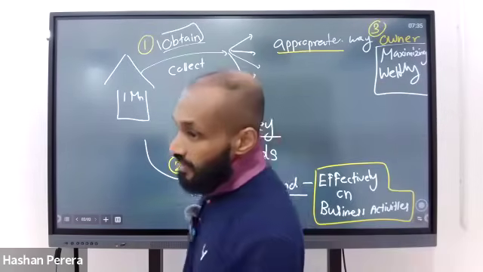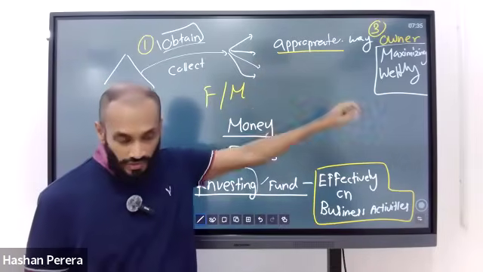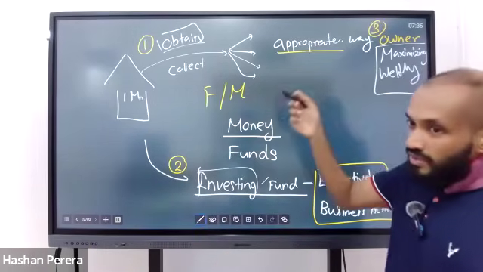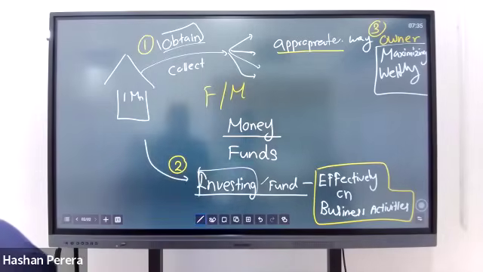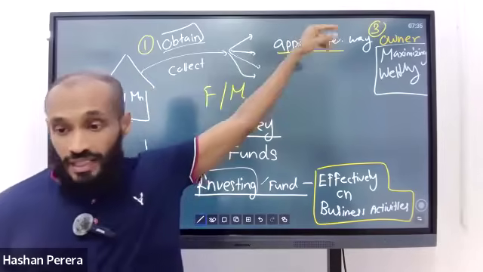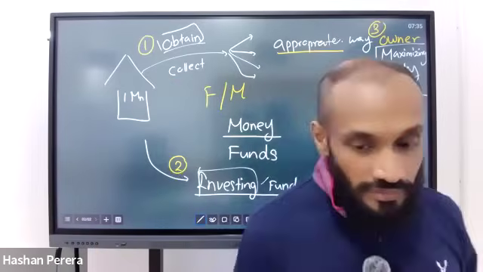Clear, right? Or underline. Or if you have the highlighter, you have to highlight these 3 points. Obtaining funds, appropriate sources. Clear? I wrote appropriate ways here, but in the definition we wrote sources, right? Obtaining funds, appropriate sources. Next one. Investing funds effectively on business activities. That's the second point to highlight. And the first point, maximizing owner's wealth. Right, done. Definition is over.